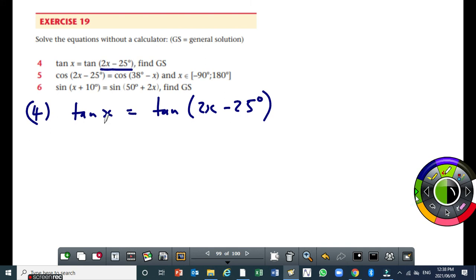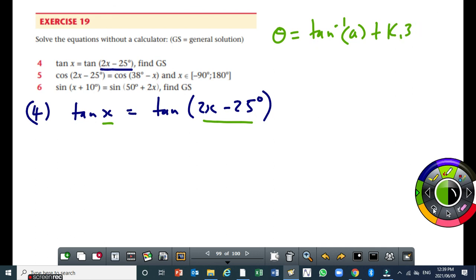Because on the left we have got this x, on the right we have got 2x minus 25, it will seem like the x on the left is equivalent to the 2x minus 25 degrees on the right. So all you have to do is just introduce the k times 180 degrees. Remember, the general solution for tan is shift tan inverse of a ratio plus k times 180 degrees.